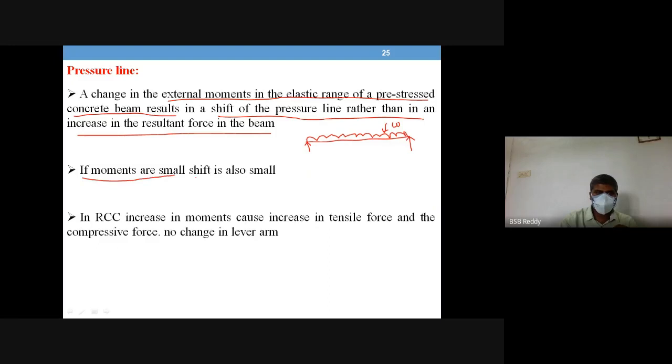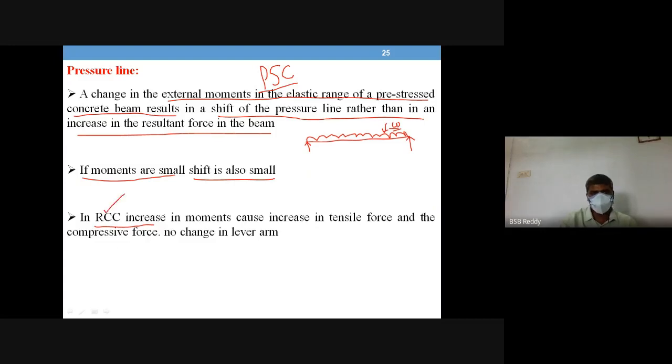If moments are small, the shift is also small. The parabolic line that we have drawn will shift upwards if you increase the load, and shift downwards if you reduce the load. Okay, the shift will be there in the pressure line. So in the case of PSC, a change in the load will cause a shift in the pressure line.